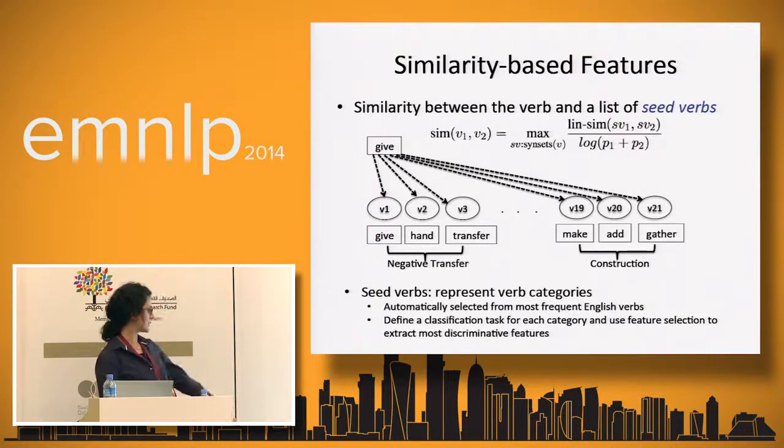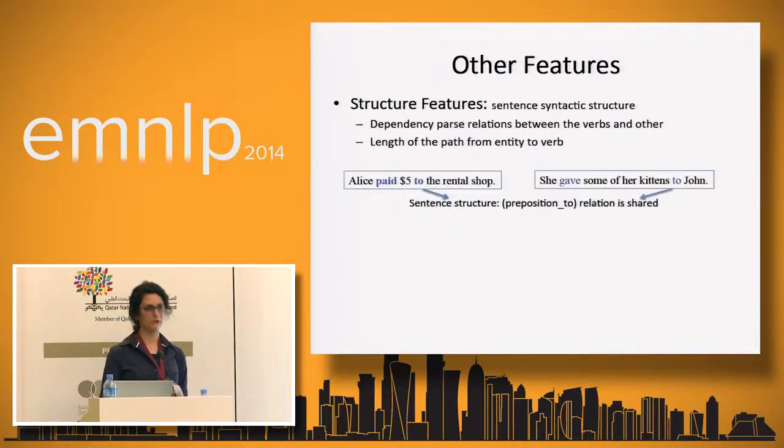So for example, we have some verbs for negative transfer, we have some verbs for construction, and so on. And we have designed a method that can automatically select these seed verbs. I won't go into the details, we can discuss them offline, but the idea is that we define a classification task, and we select these verbs out of the 2,000 most common verbs of English, and we do a simple feature selection to be able to select those verbs, such that they are the most discriminative for one particular category.